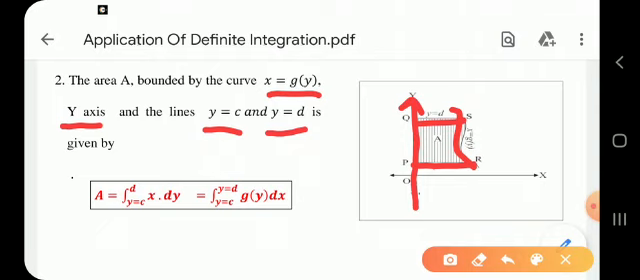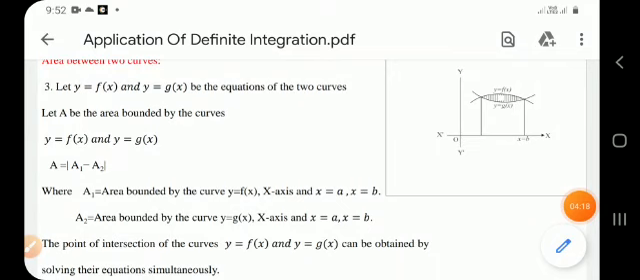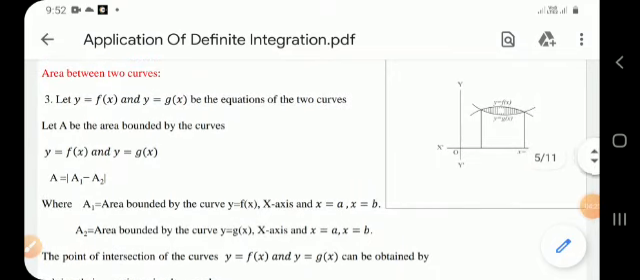And to find this area, we consider here integration from y is equal to c to d of x into dy, and this is equal to, we know this x is our g of y, we replace this x by using g of y. So by using this formula, we find the required area. So everyone remember this, try to remember this concept. Let's go with next point. Let's go with third part.